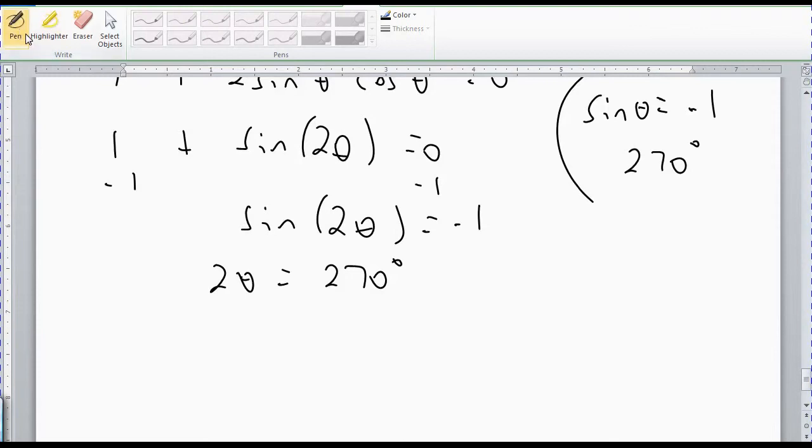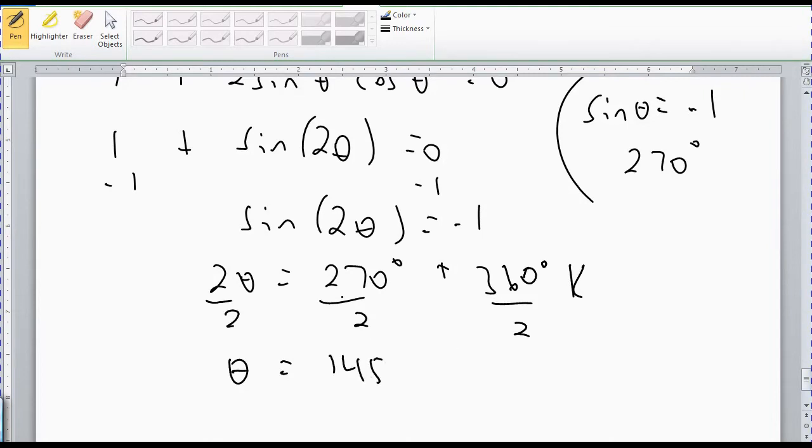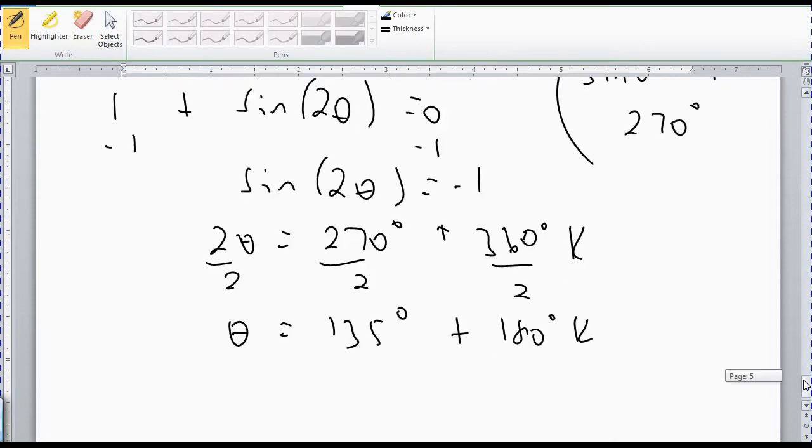And since sine has a period of 2 pi, I have to consider all the way around, 2 pi k, but I don't want to use 2 pi. I'm using degrees for now. 2 pi is the same as 360 degrees. And k, because we may have to go around more than once. So when I divide everything by 2, I get theta equals 135 degrees plus 180 degrees k. So I have to look at all possibilities.